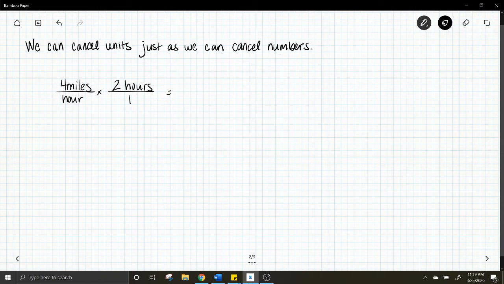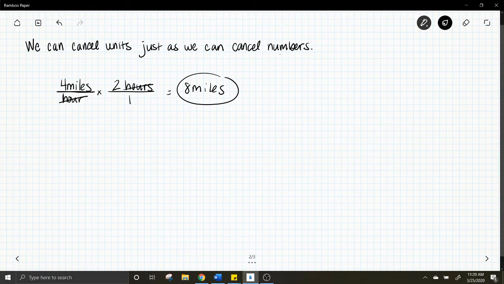So in this example here, we're doing 4 miles per hour times 2 hours. So what we're going to do is actually cancel the unit of hour. So our numbers haven't canceled yet, but you can cancel your unit of hours. And so now our answer, we multiply across, we have 8 miles. 8 miles is our simple answer. So 4 miles per hour times 2 hours is just going to be 8 miles.